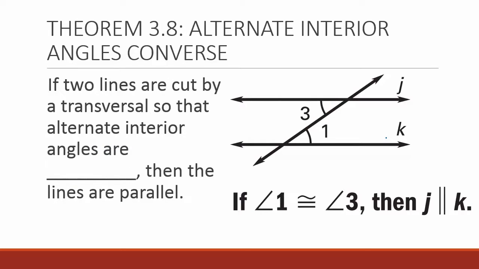Theorem 3.8, alternate interior angles converse. If two lines are cut by a transversal so that the alternate interior angles are congruent, then the lines are parallel. Again, working backwards, this time it's saying if you have two angles that are alternate interior angles as 3 and 1 are, and their measures are the same, then the lines J and K are parallel.